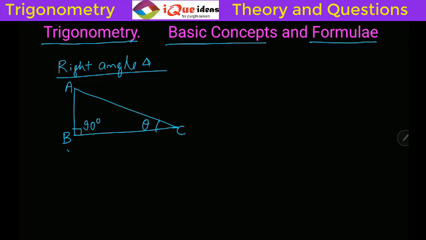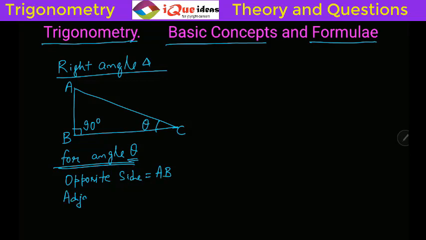Now, let's consider this angle theta. For angle theta, we define some ratio of sides, and we give them some names. First of all, for angle theta, the opposite side is equal to AB, right? In the given triangle, opposite side for the angle theta is AB. Adjacent side is equal to BC. Hypotenuse is fixed, whichever angle you take.